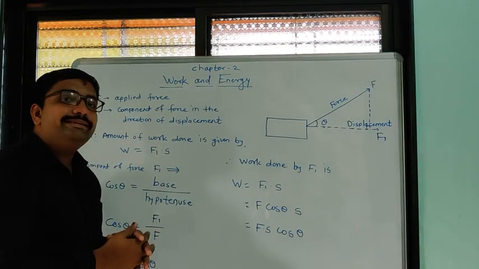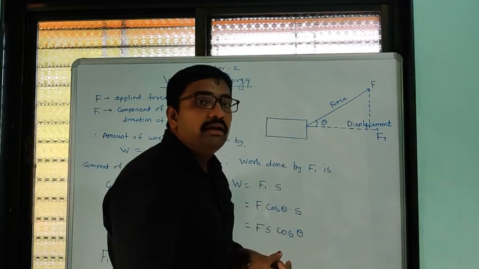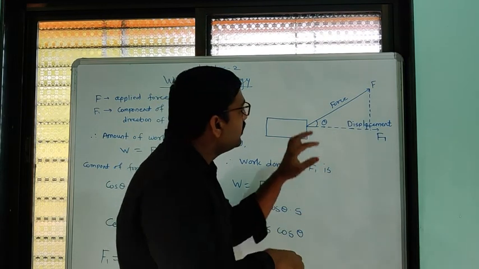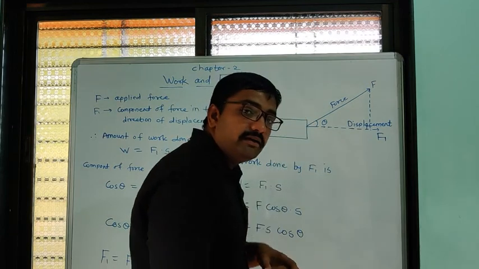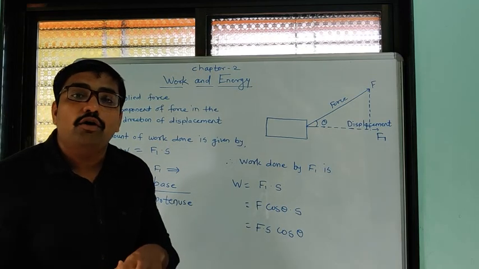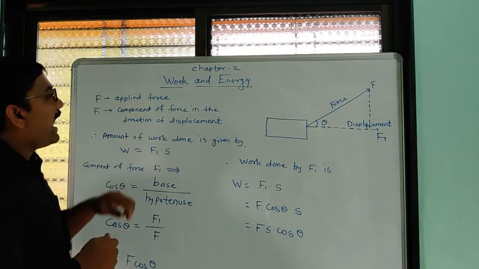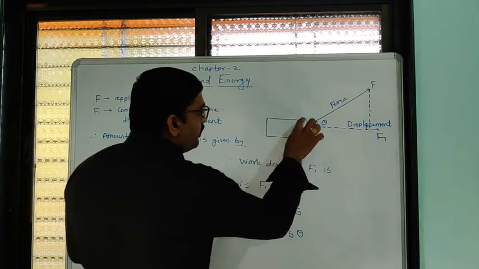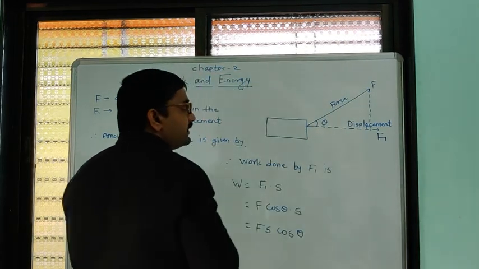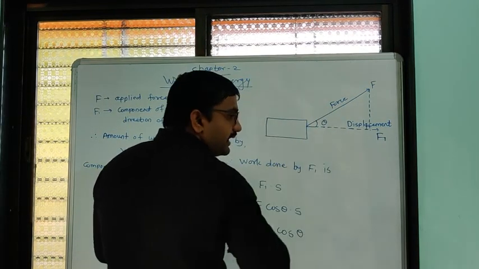So what happens to the work when the force and the displacement are not in exactly the same direction, when there is some angle between force and displacement? How can we calculate the work done on the object? That is what we have to calculate here. Now F is an applied force on the object. This is the object, and this is the applied force in this direction. Suppose this is a string and we are pulling it in this forward direction.